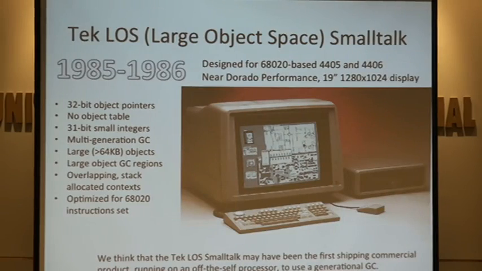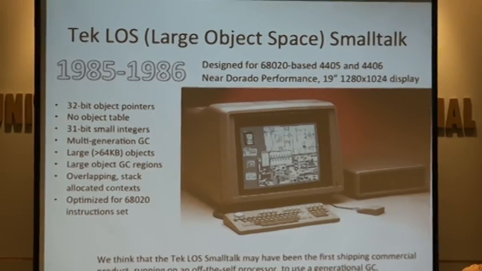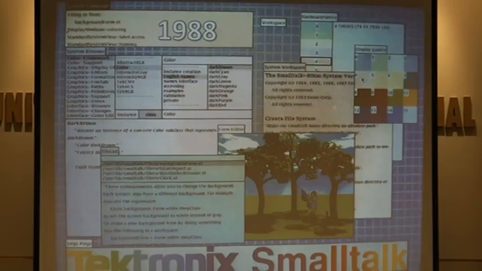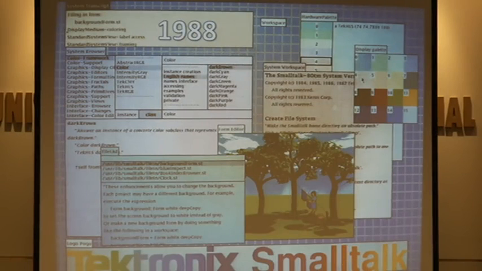And that eventually turned into, over the next couple of years, we evolved it into more powerful machines with more powerful processors. We moved to a 32-bit implementation, no object table, lots of virtual machine innovation. At the time we were pretty much one of the real centers of the Smalltalk world. We eventually got 88.